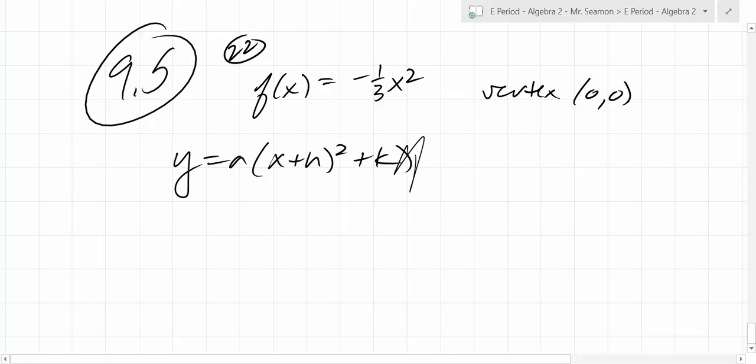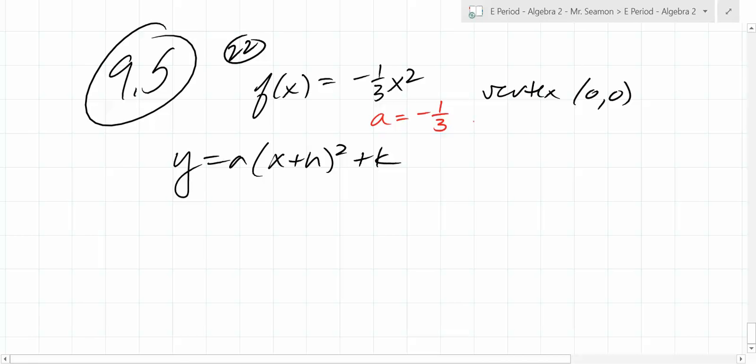What does the k do? Moves it up and down. What does the h do? Left and right. The a is the only thing that exists here in this one. Well, excuse me, in this one you could say that h is 0 and k is 0, but what is a in this one? Negative 1/3. A is negative 1/3.